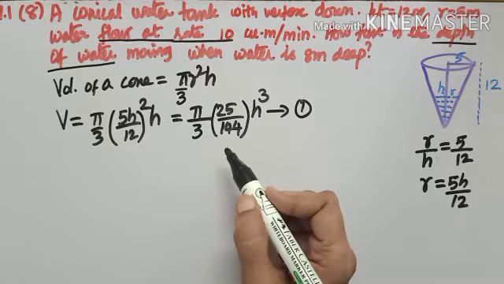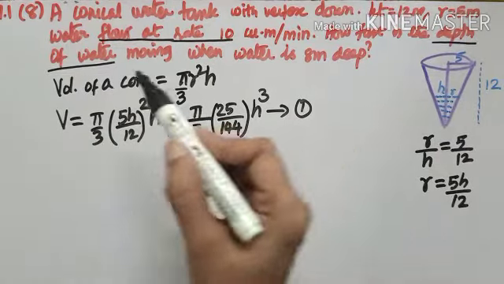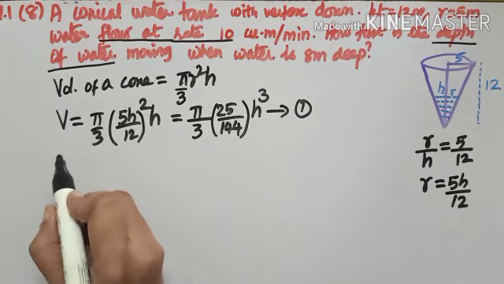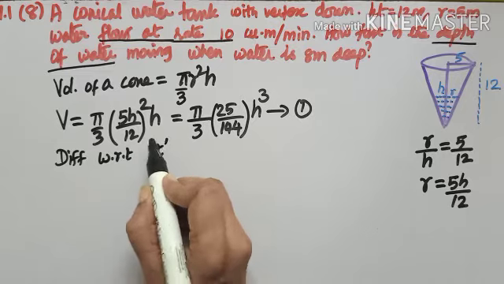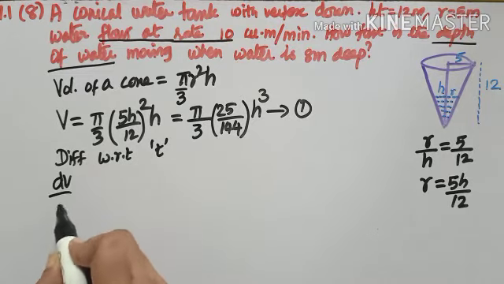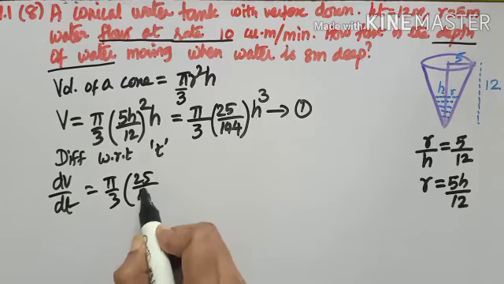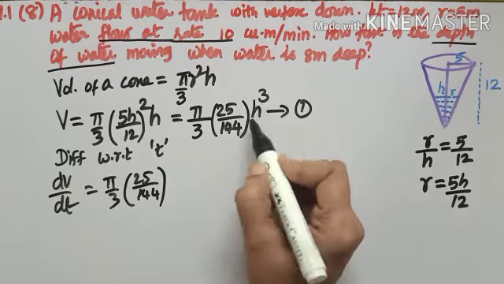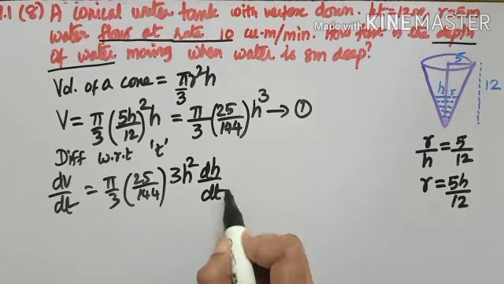But we need to know how fast the depth of water is moving. dh by dt is my question. So differentiating with respect to t, V will become dV by dt. Pi by 3, 25 by 144 into h cube will become 3h square dh by dt.